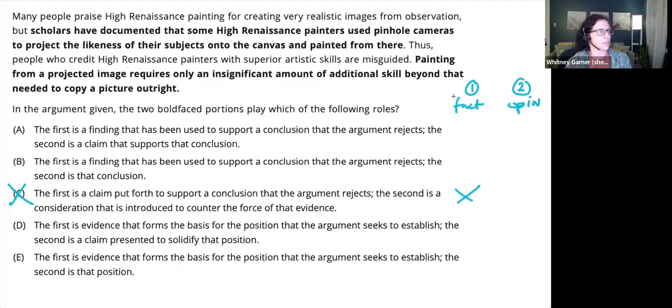And I noticed that answer choice B talks about the second being a conclusion. The second is the position. Right, which means I need to find out if the second piece is the author's conclusion.